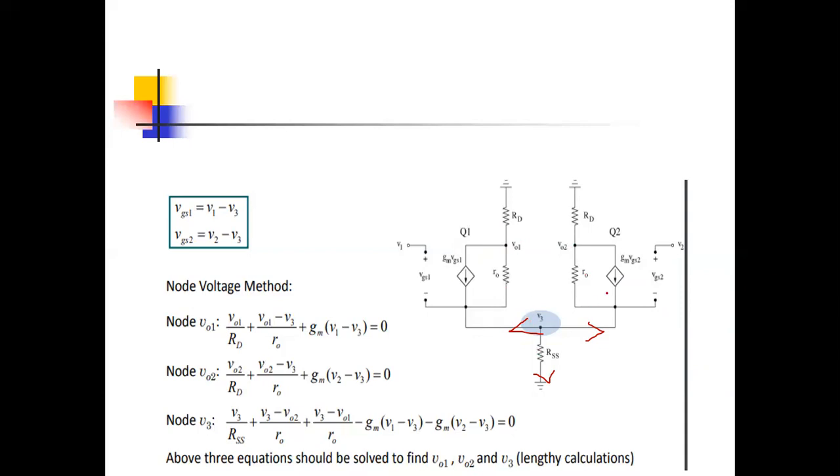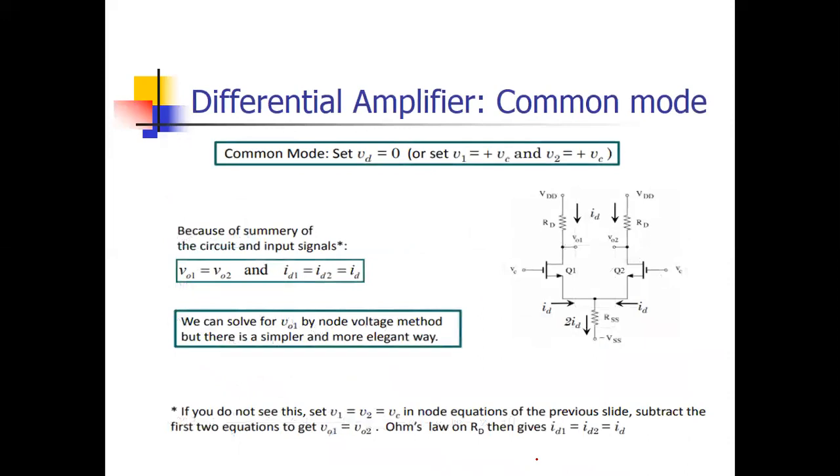Okay, but the direction of this is reversed, so we'll write a minus sign. Minus GM into VGS2, VGS2 is V2 minus V3. Minus GM into VGS1, VGS1 is V1. After solving all these three equations, you will have the values of V01, V02 and V3. It will be a lengthy calculation, but you can find it. Okay.